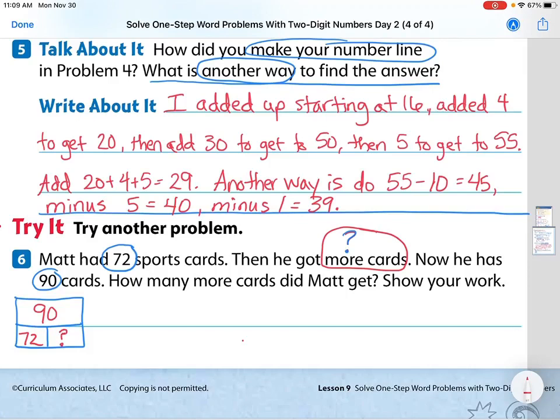So now you're going to pause the video and you are going to solve this problem, get your answer, and then unpause and see if we both have the same things. Pause the video now.